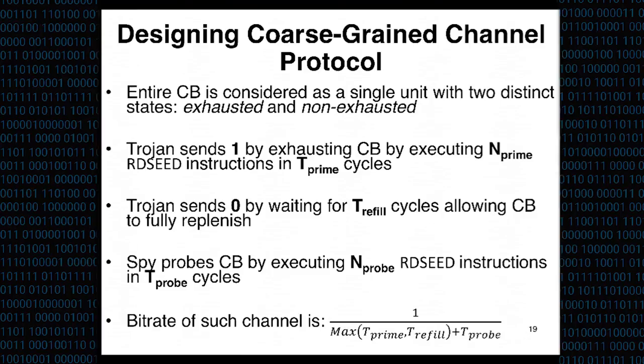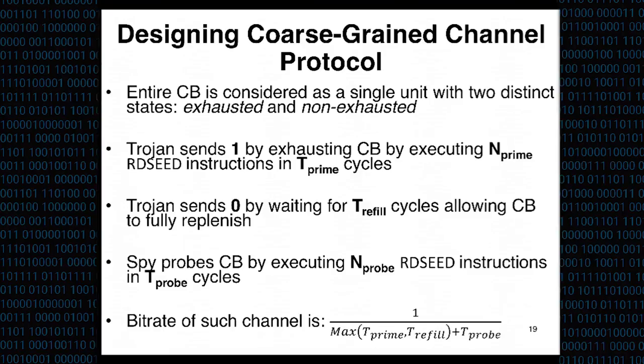Okay, and it sends zero by basically waiting for this time, the T refill cycles. That's the time required for the conditioner unit to be refilled. And then the spy is going to execute N probe, some number of probe RDC instructions, to see if they failed or they didn't. Okay, so we have these three things.